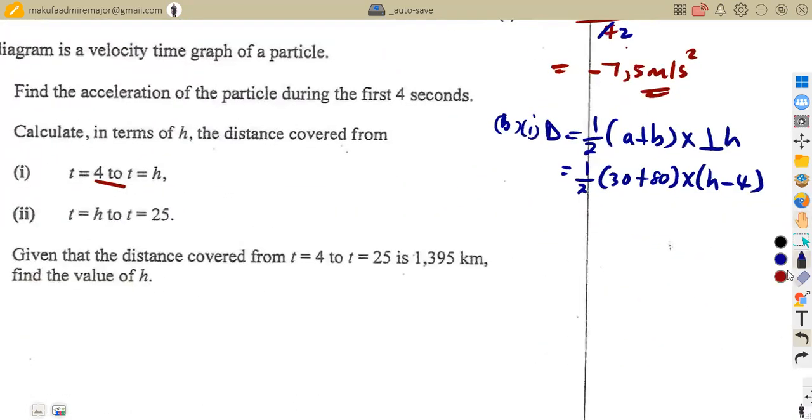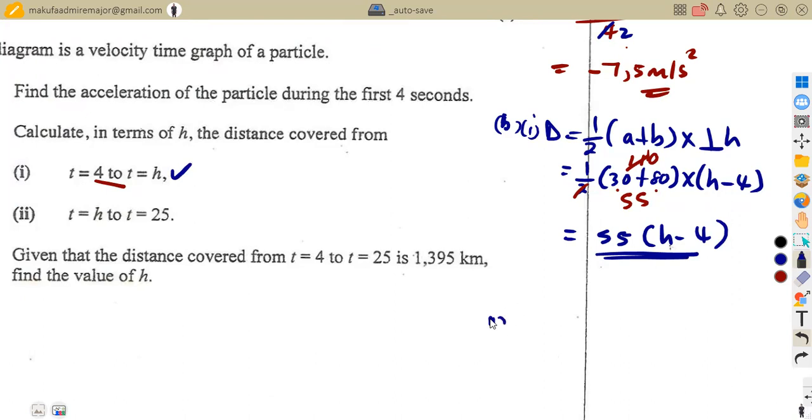We can simplify further here because we're going to have 30 plus 80, which is 110. Then 2 into 110, that's going to be 55. So we are going to have 55 into this bracket, or you can expand, or you can just leave it as 55 into h minus 4. So that was the expression of the distance from t equals 4 to t equals h.